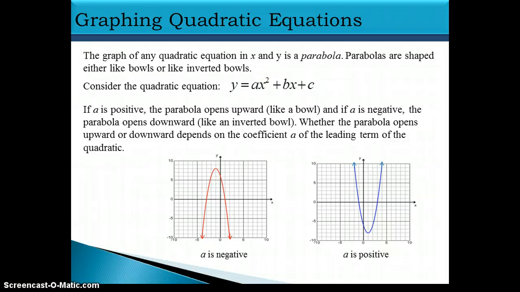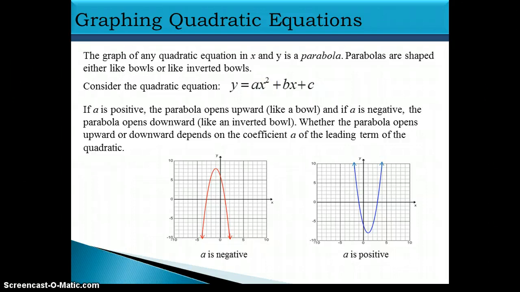The a is going to be the coefficient on the x squared term, so no matter what order those terms are in, look for the coefficient on the x squared. Now these parabolas have a special point called the vertex. If a is negative, like the graph on the left, and it's opening downward, then the vertex will be the very highest point on that parabola. If a is positive, like the one on the right, so it would be opening upward, then the vertex will be the very lowest point on the parabola.